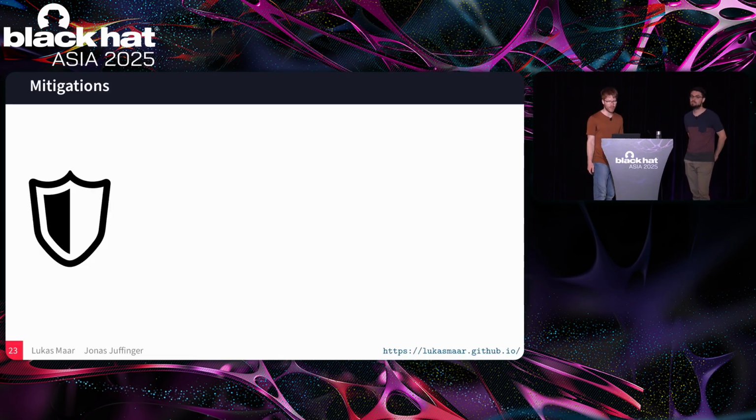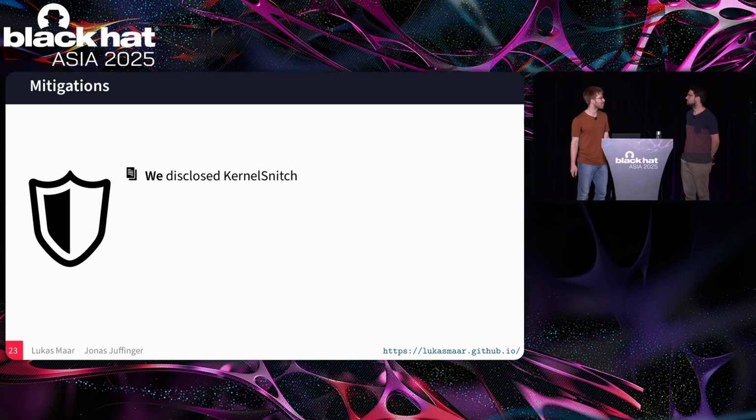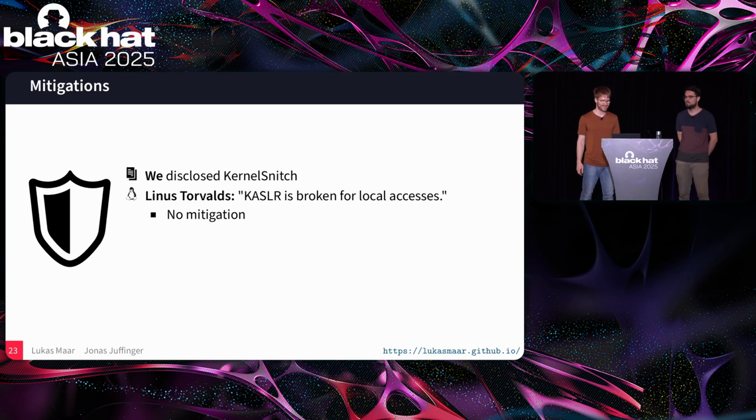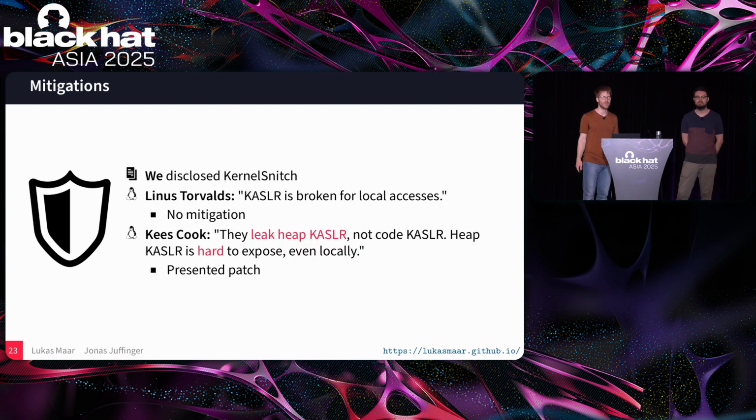What we did then, as security researchers, we disclosed KernelSnitch to the Linux security team. And how did they respond? So Linux was like, KASLR is broken for local access anyways. There's no way to actually protect the kernel against KASLR leaks, so there will be no mitigation. Shortly after, Kees Cook responded, no, we leak heap KASLR, not code KASLR. Heap KASLR is hard to expose, even locally.